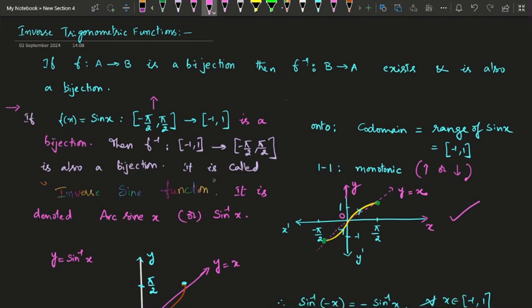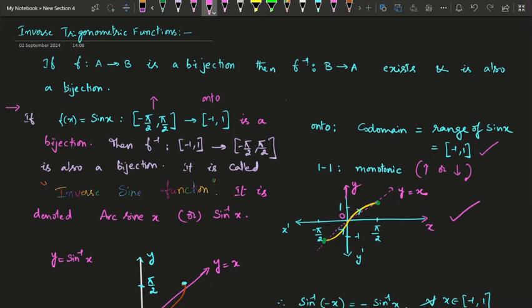Now what about the codomain? Codomain must be equal to range for it to be onto. We have to restrict the codomain so that it is onto, right? So here codomain must be equal to range. What is the range of the sine function? The closed interval minus 1 comma 1. So f of x maps from the closed interval minus pi by 2 comma pi by 2 to the closed interval minus 1 comma 1, and is a bijective sine function.